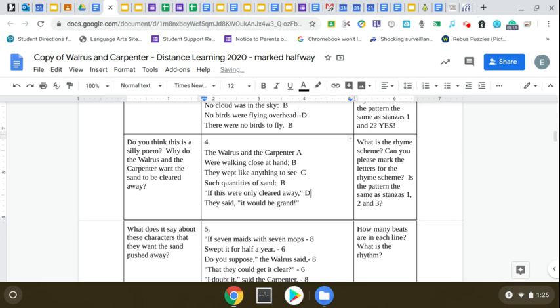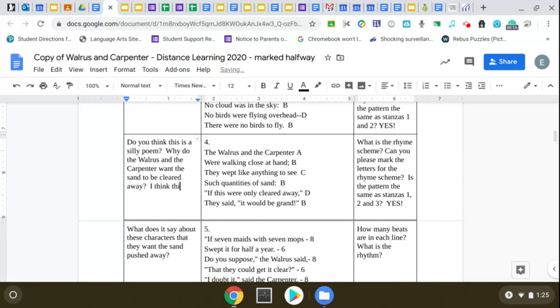So it looks, again, like it's the same pattern: A, B, C, B, D, B. So when Lewis Carroll wrote this poem, he was always following the 2nd, 4th, and 6th lines rhyme. Okay, cool. Do you think this is a silly poem? Why would the walrus and the carpenter want the sand to be cleared away?